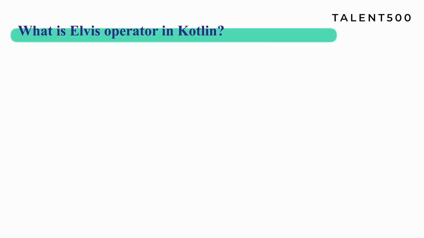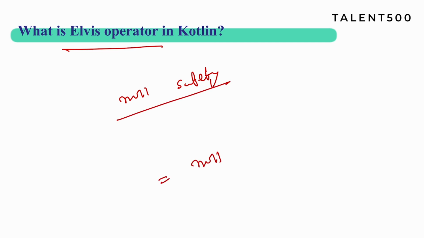Now let's talk about the Elvis operator. The Elvis operator is a very, very basic thing, and in Kotlin you can assign a null value to a variable by using null safety. We just saw it, right? Using null safety, we can even give a null value to any variable. So to check if a value is null or not, you can either use maybe if else, or otherwise you can use the Elvis operator.